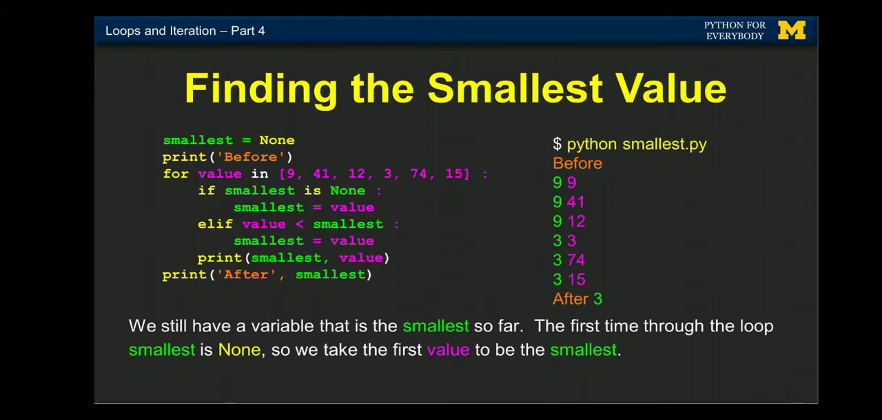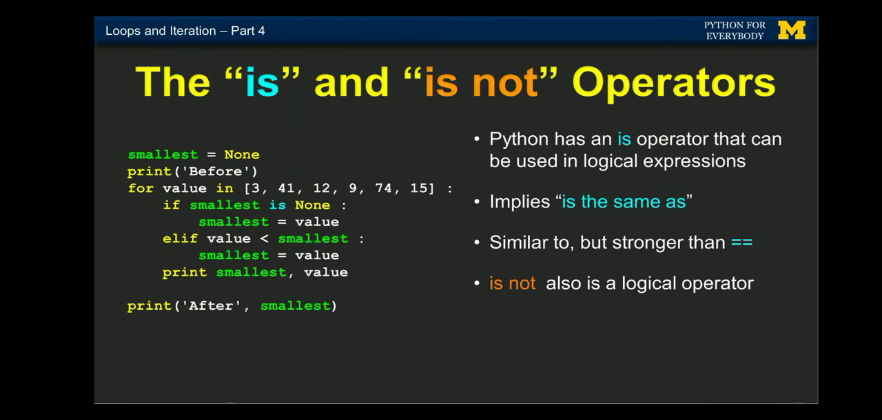The is and is not operator. Smallest is None before for value in this. If smallest is None, smallest equals value, and if value is less than smallest, print smallest and value. Python has an is operator that can be used in logical expressions. It implies is the same as, similar to but stronger than, equal to. Is not is also a logical operator.